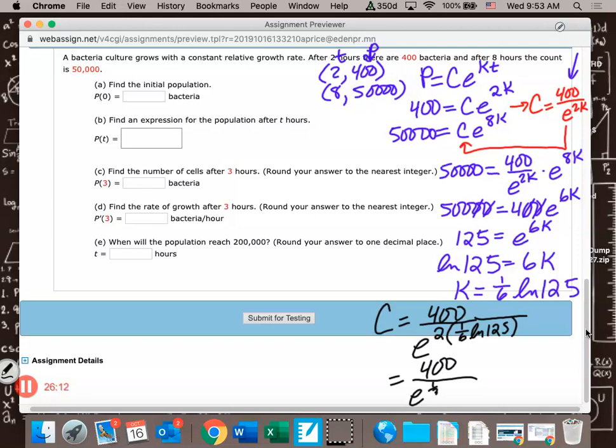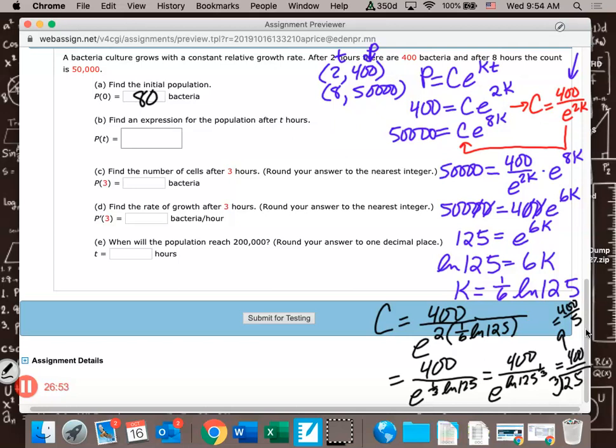over e to the 1/3 ln 125, which is 400 over e to the ln of 125 to the 1/3 power. E to the ln of 125 to the 1/3 is 125 to the 1/3. The e and the ln cancel. And this is the same thing as the cube root of 125. The cube root of 125 is 5. So my answer is 400 over 5, which is 80. So that was mine.